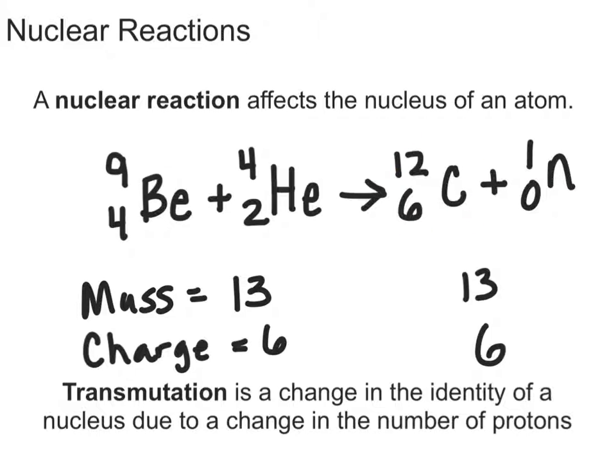This is called transmutation. That's the change in the identity of a nucleus due to a change in the number of protons. The number of protons is what identifies the atom. So 4 identifies this atom as being beryllium. The atomic number of 2 identifies the element as being helium. And over here, our atomic number of 6 identifies our element as being carbon. But carbon did not start on the left side of the reaction. We created a new element by combining beryllium and helium. And this is transmutation. We are creating a new element because we've changed the number of protons.